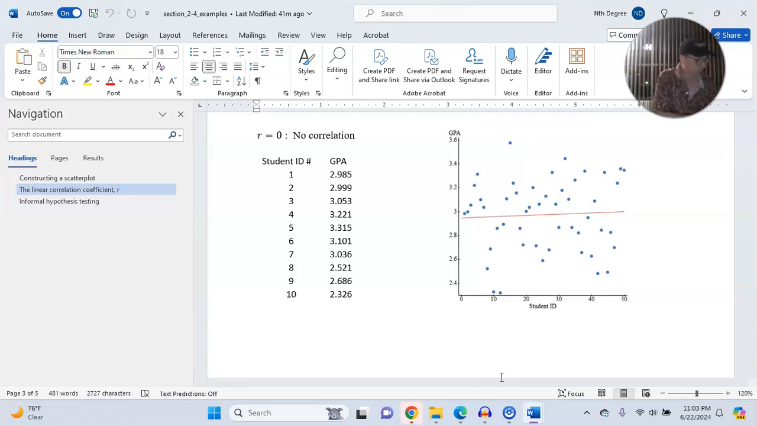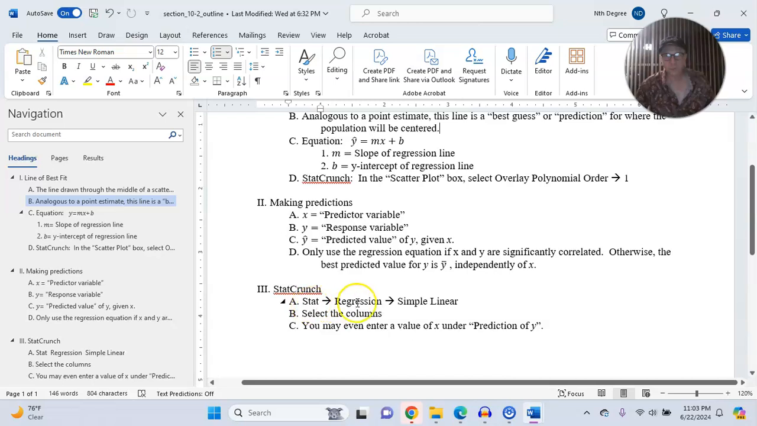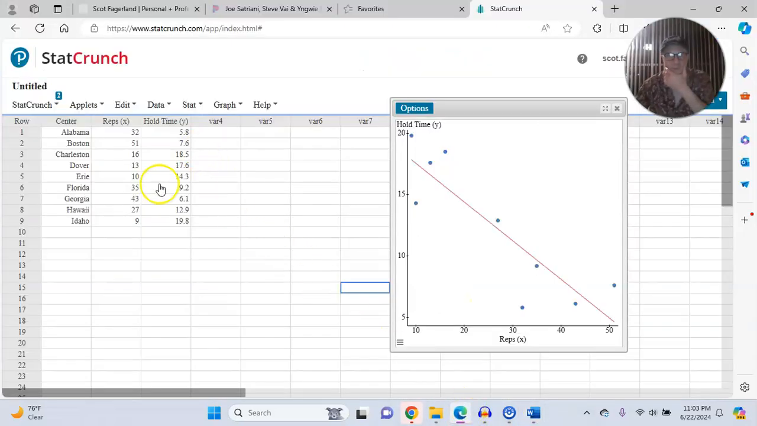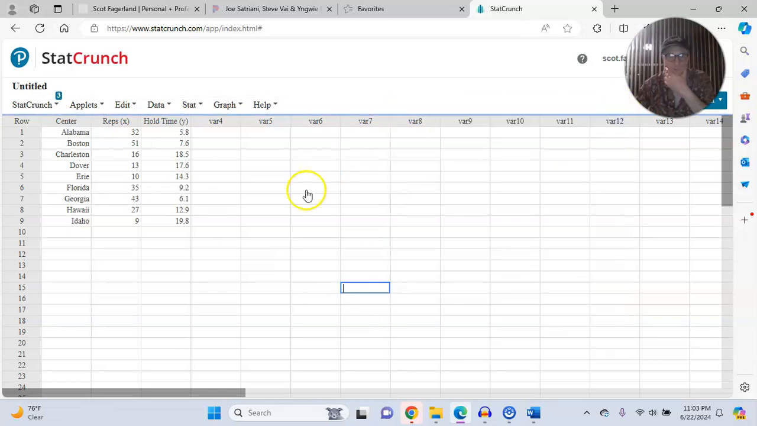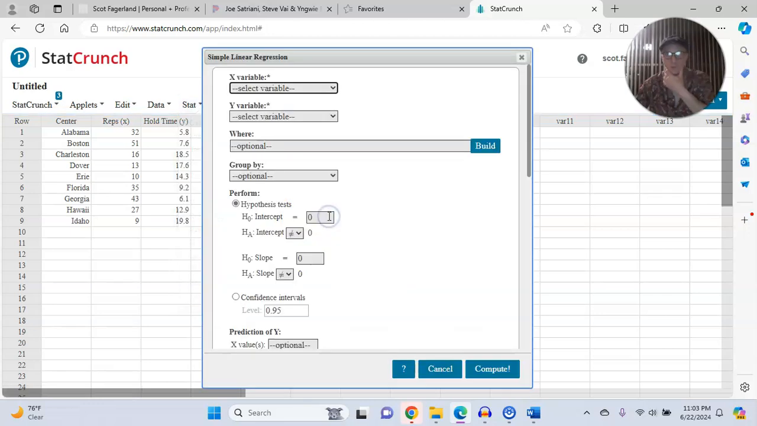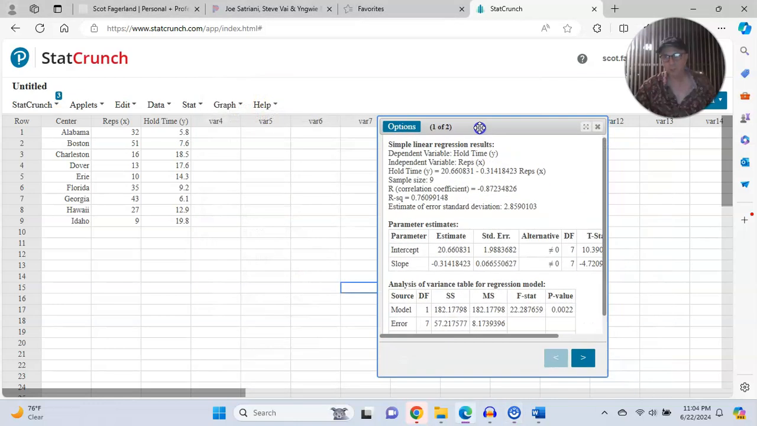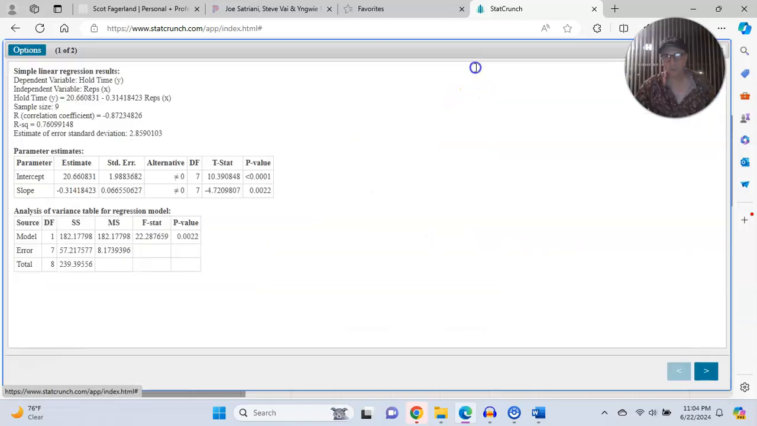All right, now let's use StatCrunch and crunch some numbers here. So on StatCrunch, we're going to be using this regression menu now. We're going to click Stat, Regression, and then simple linear regression. And I'm ready to illustrate this with the call center again, so let's close this. Stat, Regression, simple linear regression. Select your columns, representatives, hold time. And just for now, I'm going to leave it at that and then click Compute. We get a lot of information going on here. I think I can maximize that.